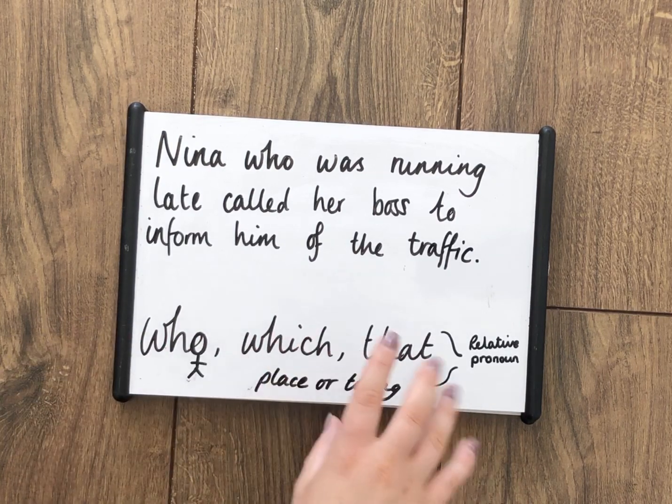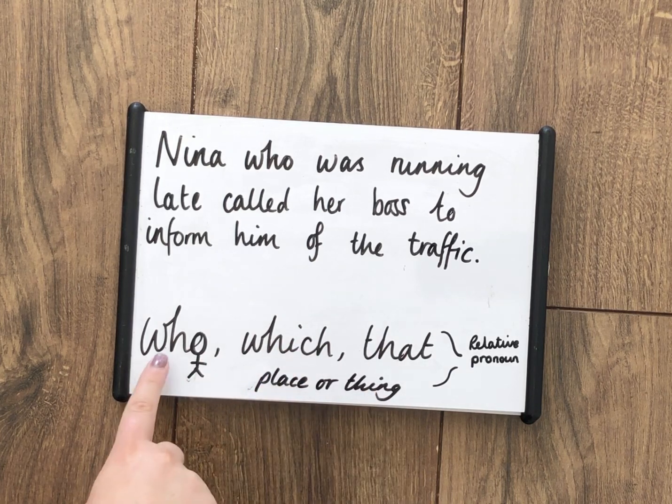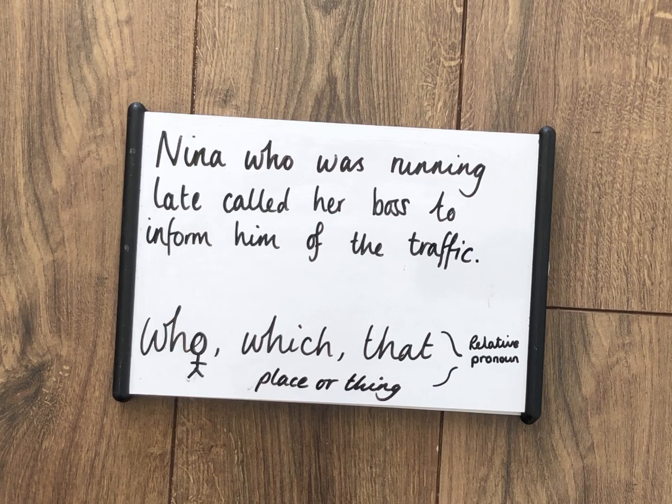So all relative clauses start with who, which, or that. Who is the only one you can use for people, which is why I've got my little person down there. Which and that can be used for places and things and animals and things like that. So this one, we have Nina, who was running late, called her boss to inform him of the traffic.